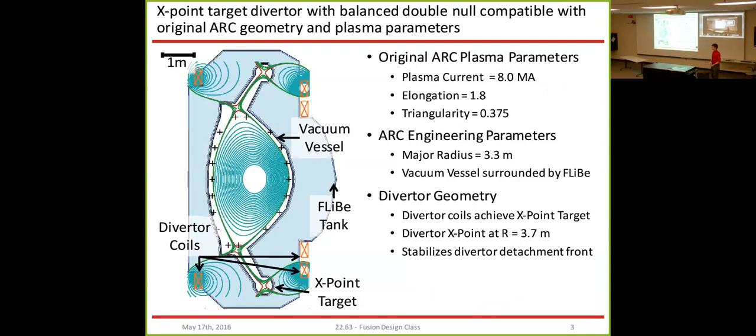So the original ARC plasma parameters had a plasma current of 8 megaamps, an elongation of 1.8, and a triangularity of 0.375.